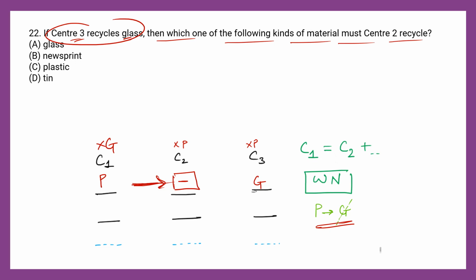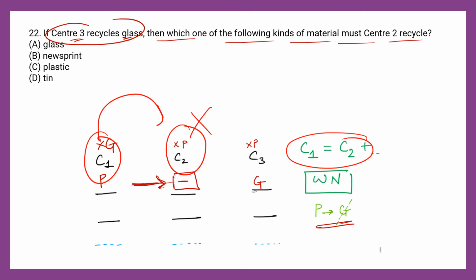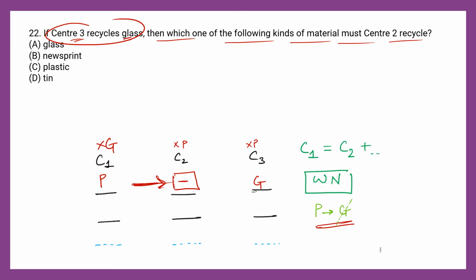And you know that there is no G here. You also know that C1 and C2 have the kind of relationship that if C1 does not have something, then C2 will also not have that, because C1 has everything that C2 has. So if C1 does not have G, it means that C2 also does not have G.